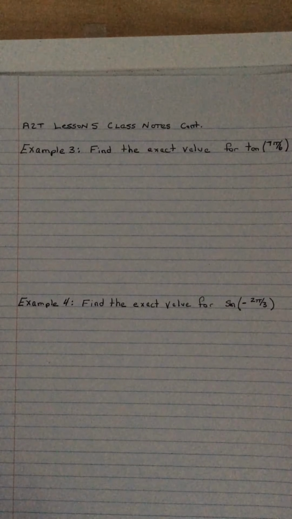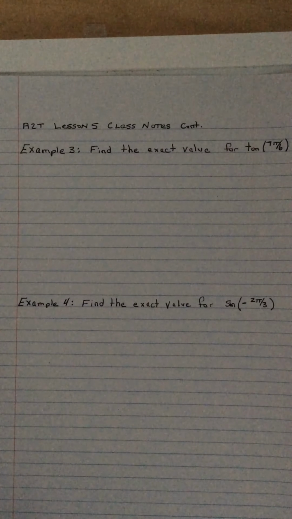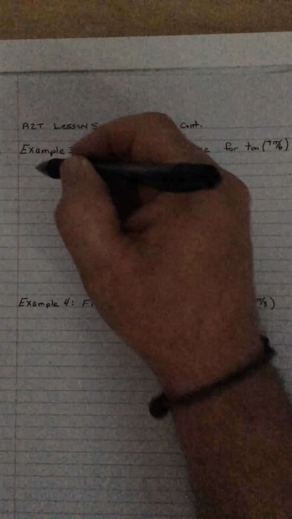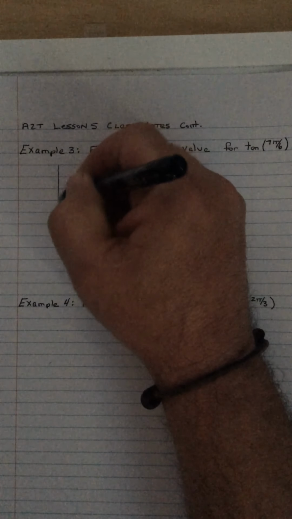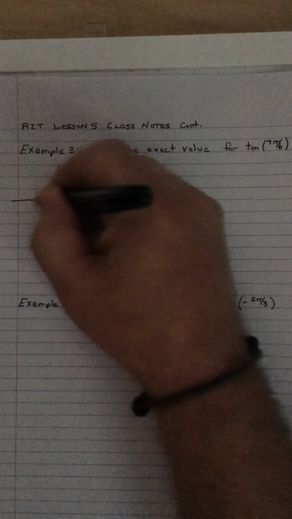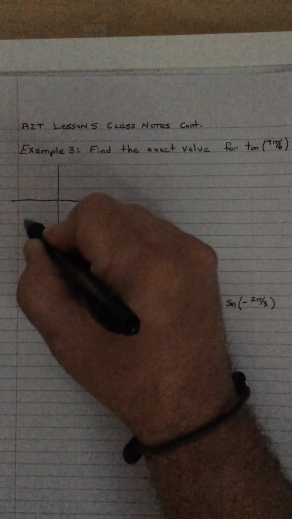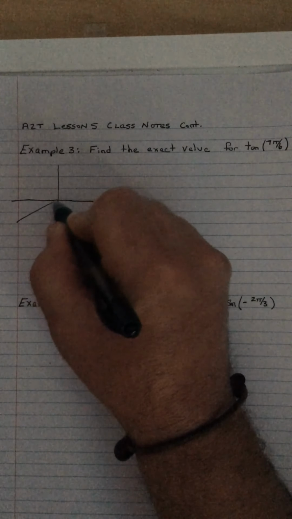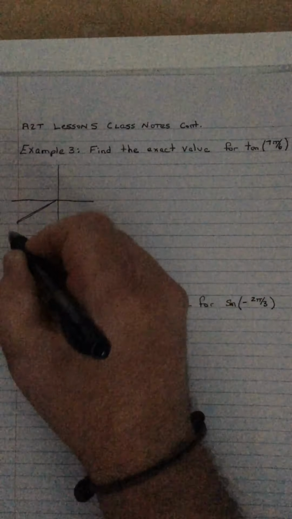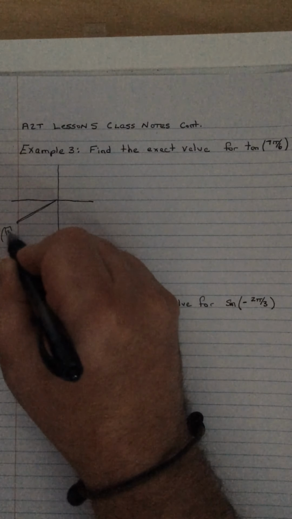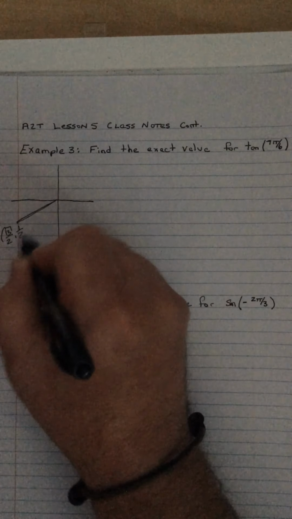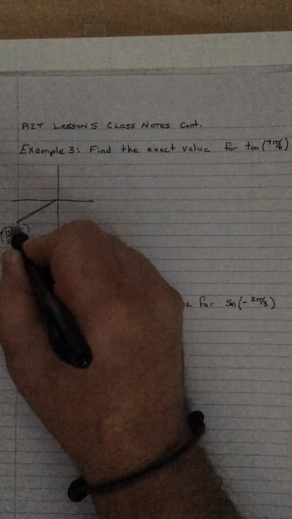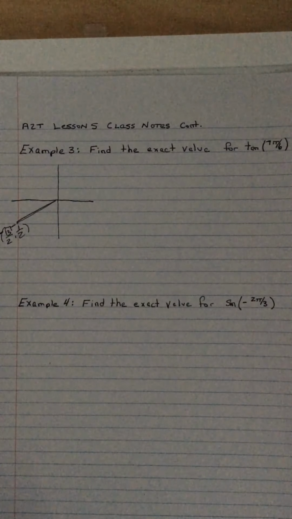Okay, now we're trying to find the tangent at 7 pi over 6. Well, just thinking, 7 pi over 6 is down here in quadrant 3. And the coordinates should be root 3 over 2, 1/2. It's quadrant 3, so they're both negative.